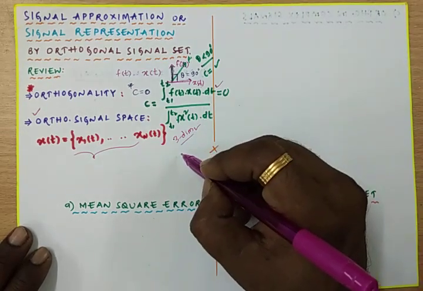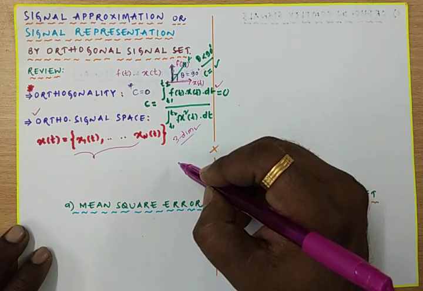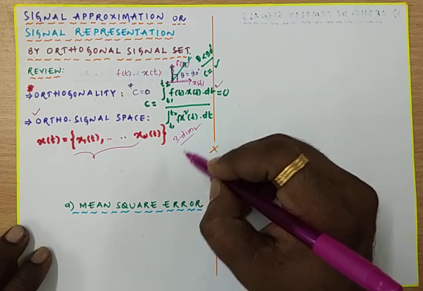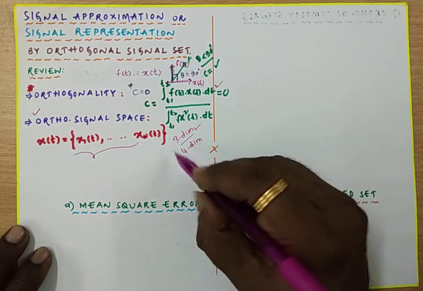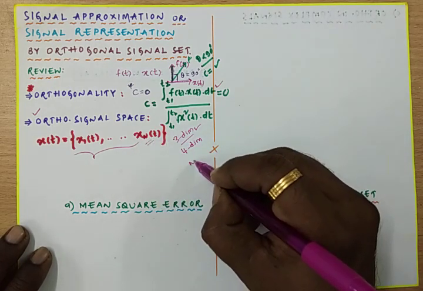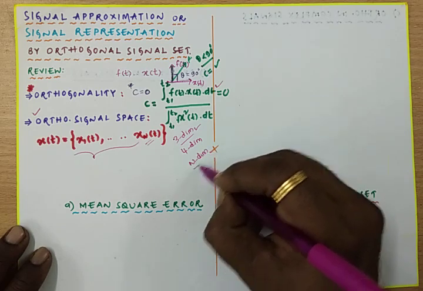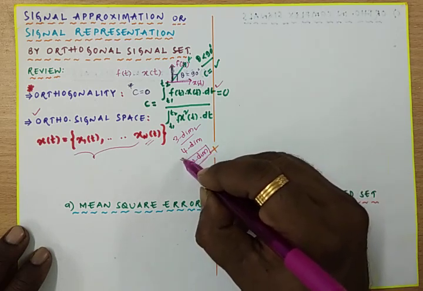then we can form the three-dimensional signal space. If we use four signals such as x1 of t, x2 of t, x3 of t and x4 of t, then we can form the four-dimensional signal space. Here, with n number of signals, we can form the n-dimensional signal space.